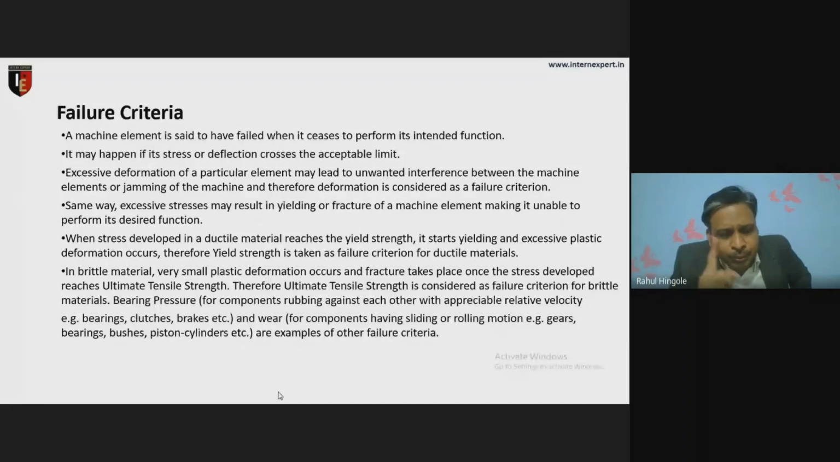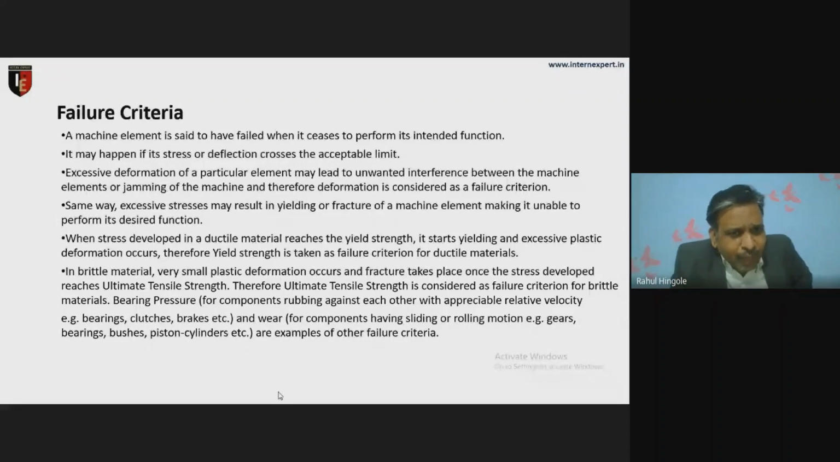That is why we do the servicing of our car or two-wheeler after every 5,000 kilometers, or after every 6 months or 1 year. So according to the number of kilometers, 5,000, 7,000.